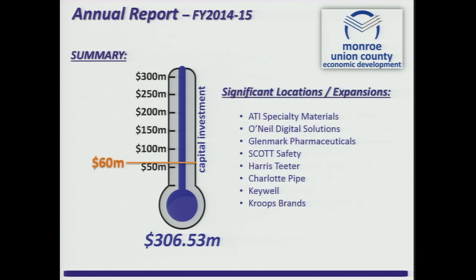Again, just a quick summary. $60 million is the goal. $306 million, or 1/3 of a billion, for the county. Significant locations and expansions. You can see the majority of those are in Monroe, but we do have nice diversity throughout the county. I think Stallings, Indian Trail, Waxhaw, Marshville. So we're very excited about that. We're also excited to see that agribusiness is now the second largest sector behind precision manufacturing. Agribusiness wasn't even on the map, so that's nice. And Krupp's Brands is one of those agribusiness projects that actually came through. They make the goggles for the equine, for the jockeys. They relocated from Maryland to Indian Trail.